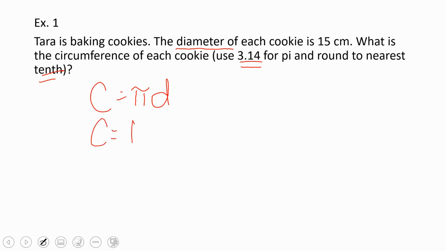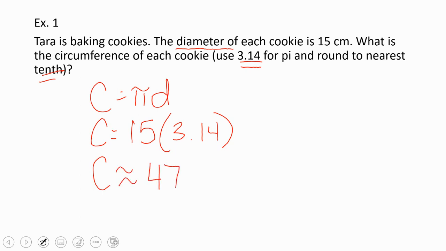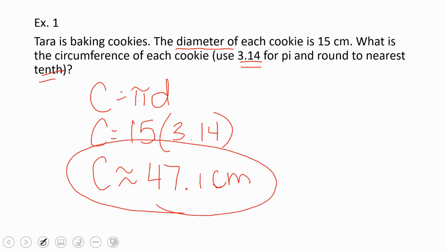So our diameter is 15. We're multiplying by 3.14. You'll use your calculator for this, but you're going to get the circumference after you round it. It's about 47.1 centimeters. It's not too bad. You'll just put those two numbers in your calculator and then round to the nearest tenth.